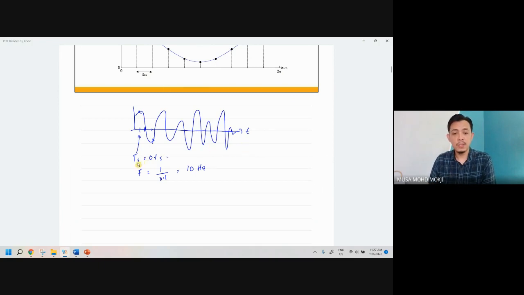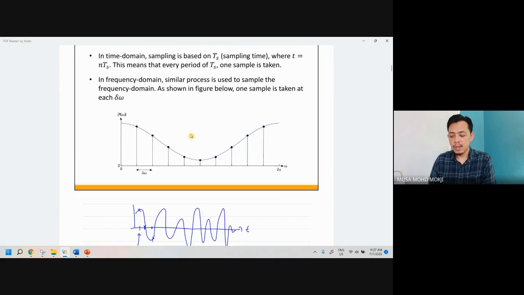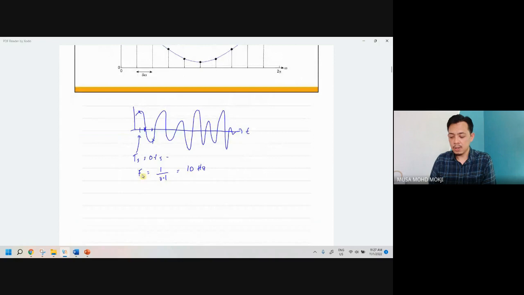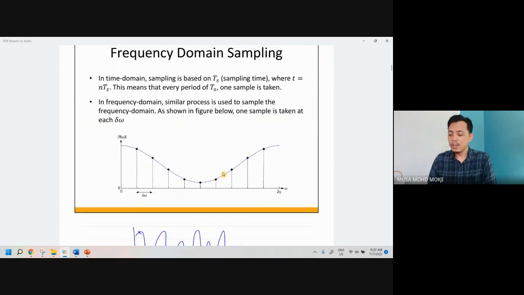Okay, so we are referring to TS, which is the sampling time. Based on that, because F is 10 Hertz, in 1 second we will have 10 samples. So that's what a frequency represents. 10 means 10 samples in 1 second. If you have Fs equal to 1000 Hertz, it means you're going to have 1000 samples in 1 second. Okay, but now we will do frequency domain sampling.